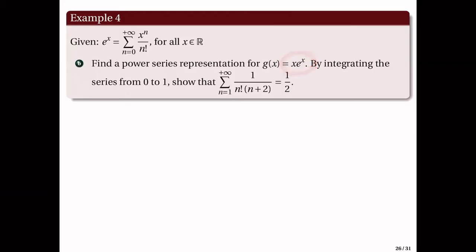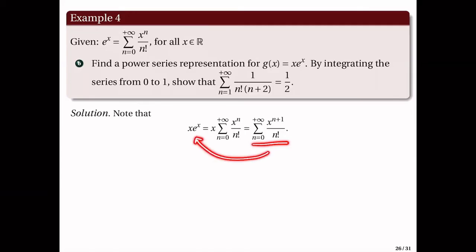So madali na lang to kasi meron na tayong power series representation for e to the x. So ang gagawin lang natin dito, we will multiply x on both sides of this equation. Okay? And then ito, ipapasok natin sa loob ng summation. Okay? Doing that, we get this power series representation for x e to the x. Okay? So now we integrate both sides of this equation from 0 to 1.